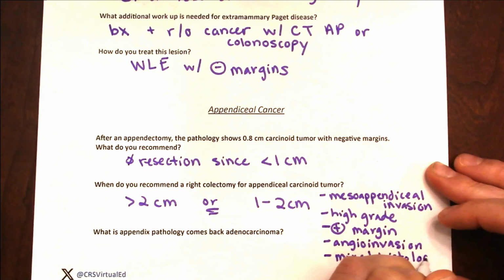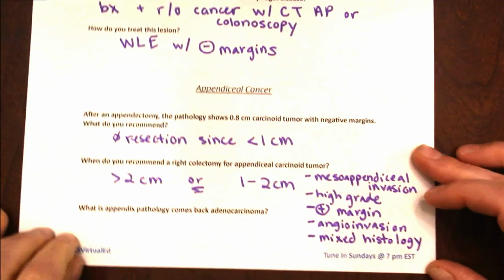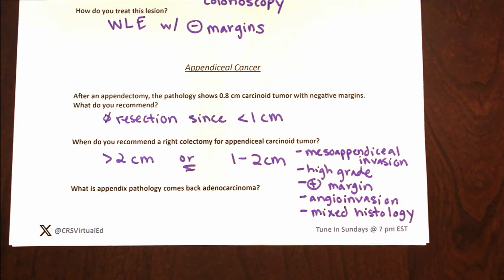Yeah, so it sounds like if it's smaller than 1 centimeter, you could just observe. If it's more than 2 centimeters, you resect. But if it's in the middle, it kind of depends on the risk factors of the tumor. Right. If it had any risk factor that made it more aggressive, you would just do a right hemicolectomy.